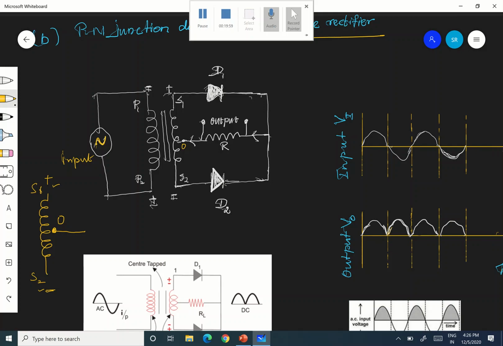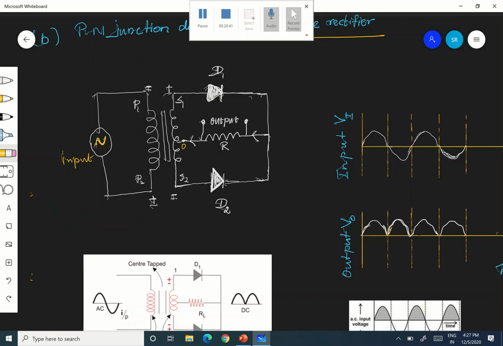Are you following? But when S1 becomes negative and S2 becomes positive, as you go from S1 to S2, the potential gradually increases, because S1 is negative and S2 is positive. Therefore the potential of O now will be more positive when compared to S1, and its potential is less when compared to S2. Okay, is it clear? So I am taking two terminals, S1 and S2, and in between one more terminal, which is called the mid tap. I am just explaining this, right? Okay, so with this, let us go here.